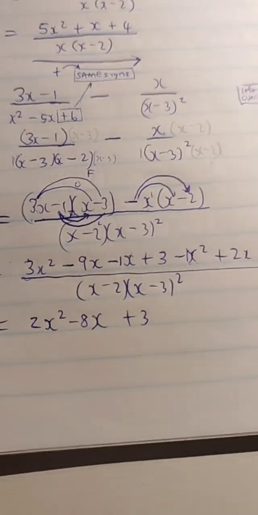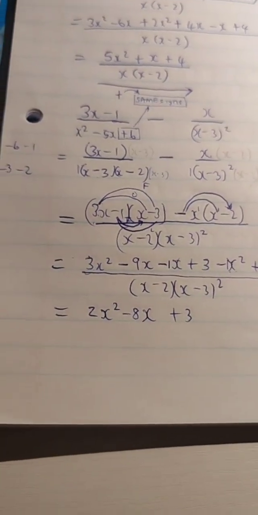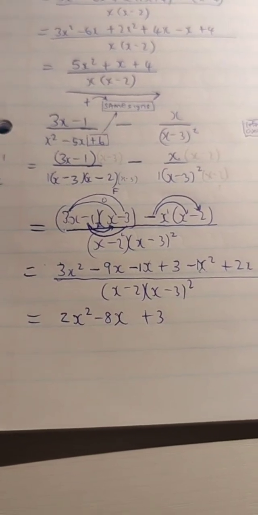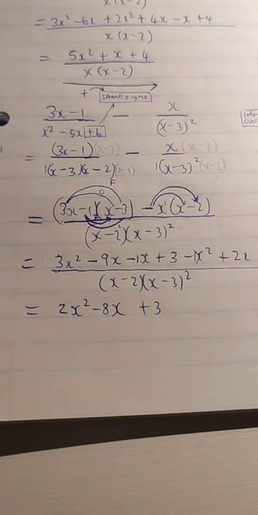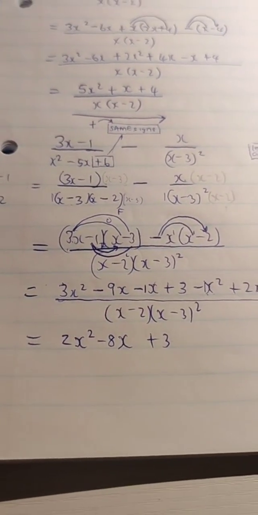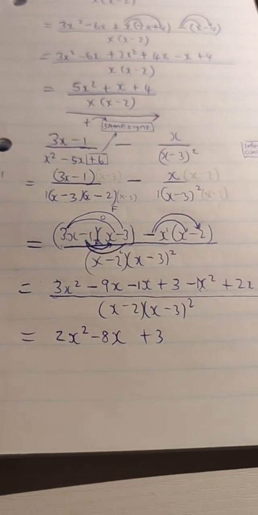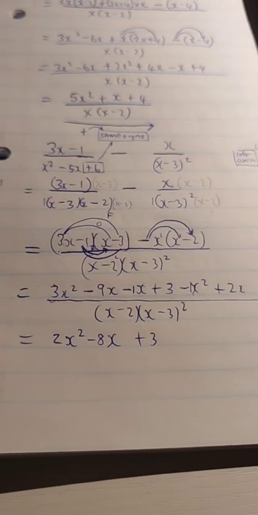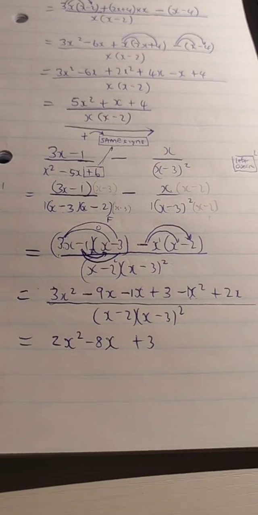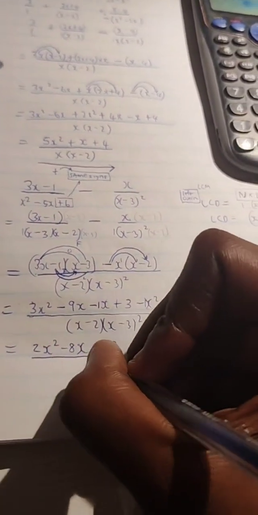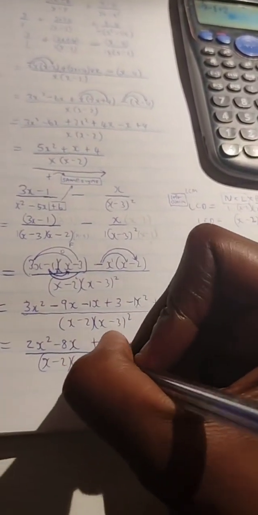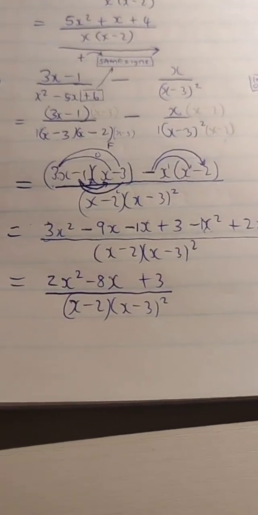Okay, plus 3. Hey guys, I hope it makes sense, this thing. I hope we are making sense. Are we understanding this, guys? And that's all over x minus 2 into x minus 3, the whole thing squared.